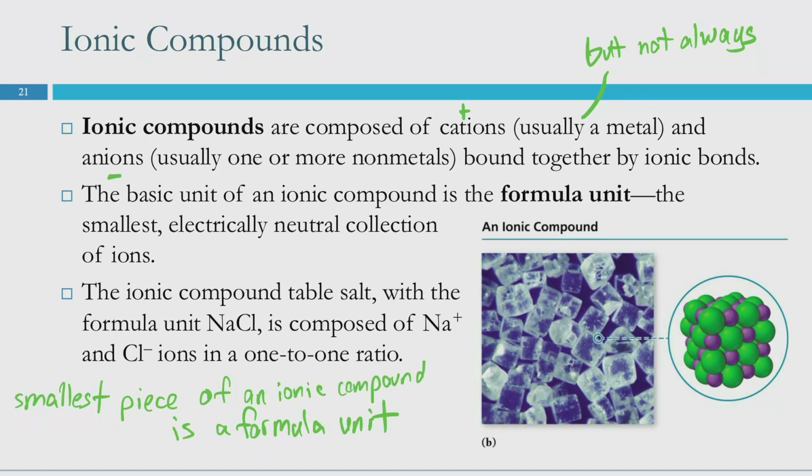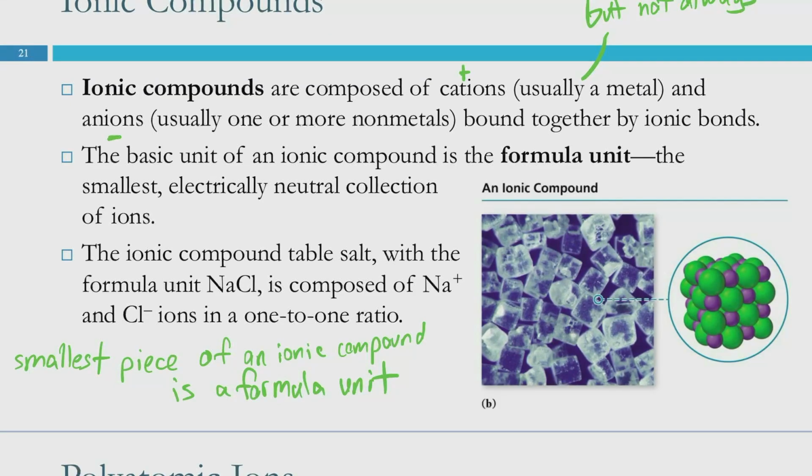The reason that the smallest piece is a formula unit is because the way that these compounds actually exist is typically as one big chunk, and it's just repeating positive, negative charges, cations, anions, in 3 dimensions. So we don't have like separate individual parts like we do with a molecule in molecular compounds. So we break it down to what's the smallest repeating unit, and that's the formula unit. So the formula unit is also what the chemical formula is.